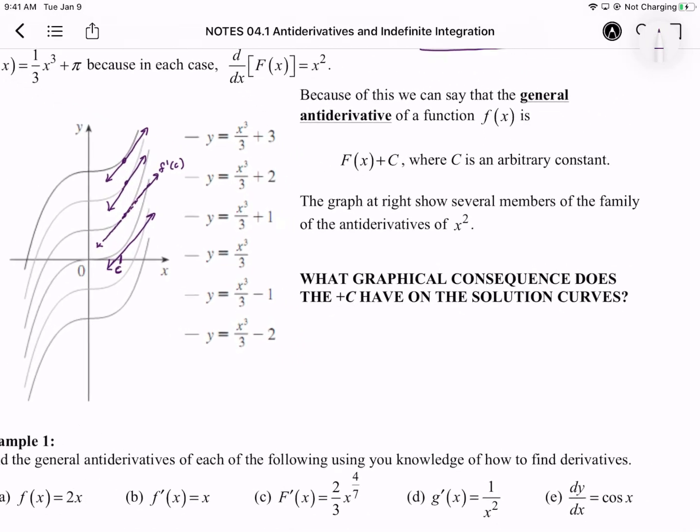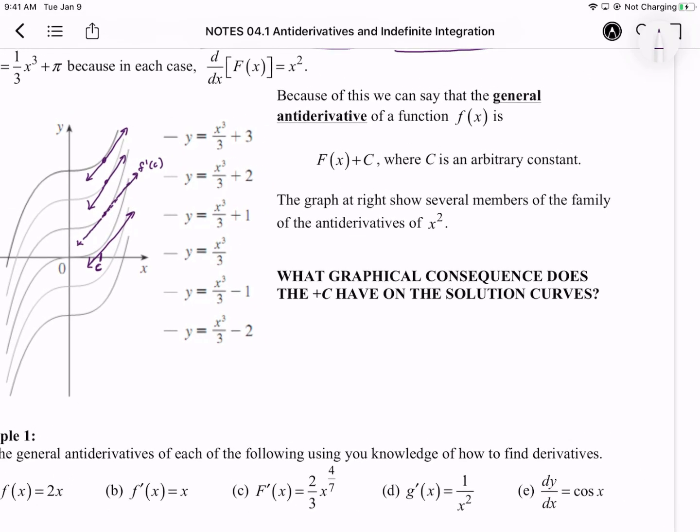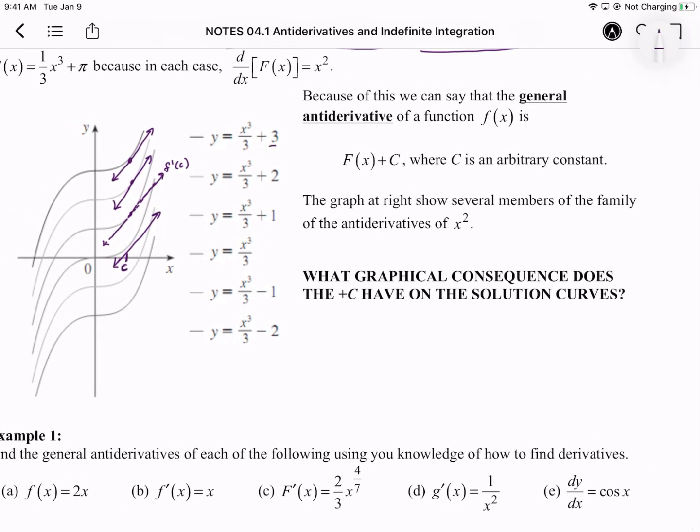Okay, so this question in bold asks, what graphical consequences does the plus C have on the solution curves? Adding all these different constants is literally just a vertical shift. So all of the antiderivatives basically look the same. They're just vertically shifted up or down depending on what the constant is.